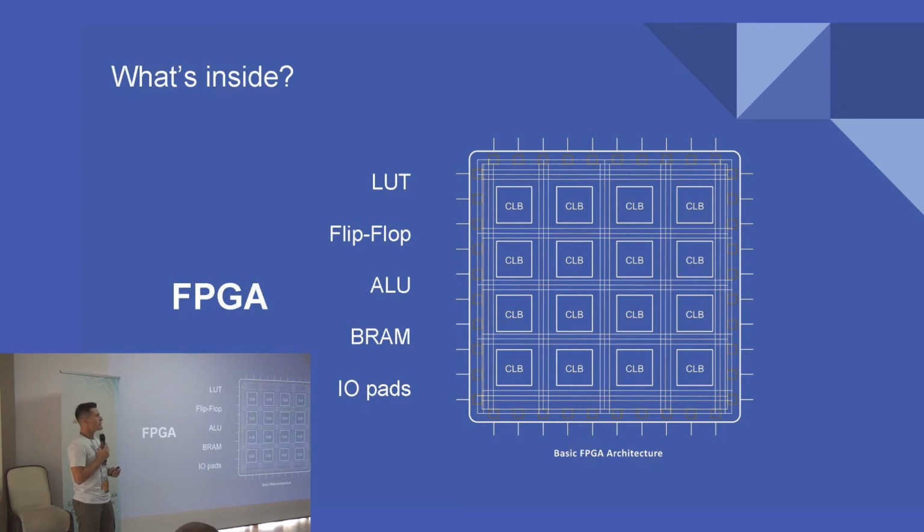The flip-flop, the closest alternative in a regular processor is a register. So the flip-flop just holds the intermediate results of the lookup tables. Also, there are arithmetic logic units that can compute arithmetic operations like sum, subtraction, multiplication, but they can be combined to build more complicated functions, and they operate really fast. I will show later how fast they are.